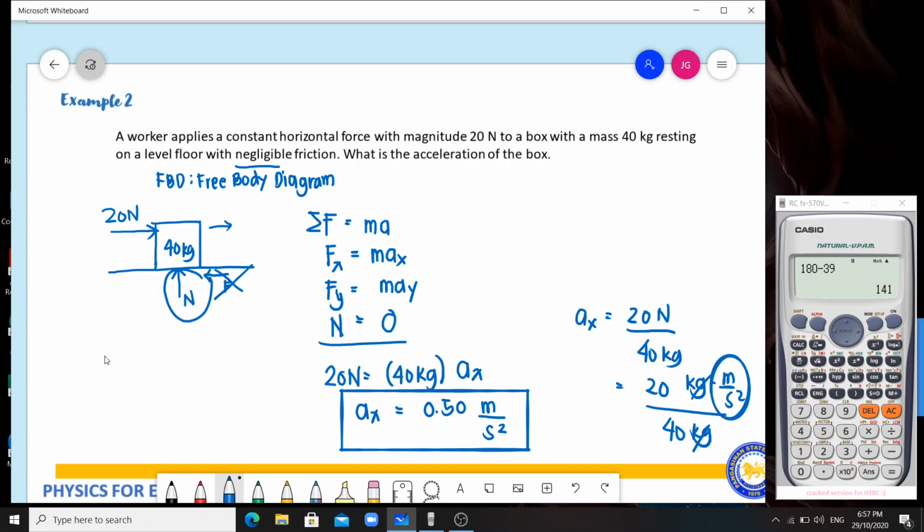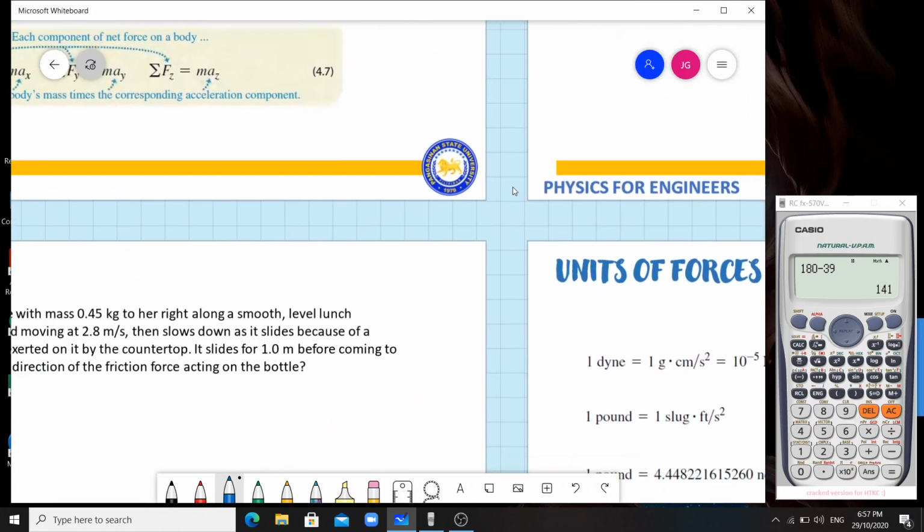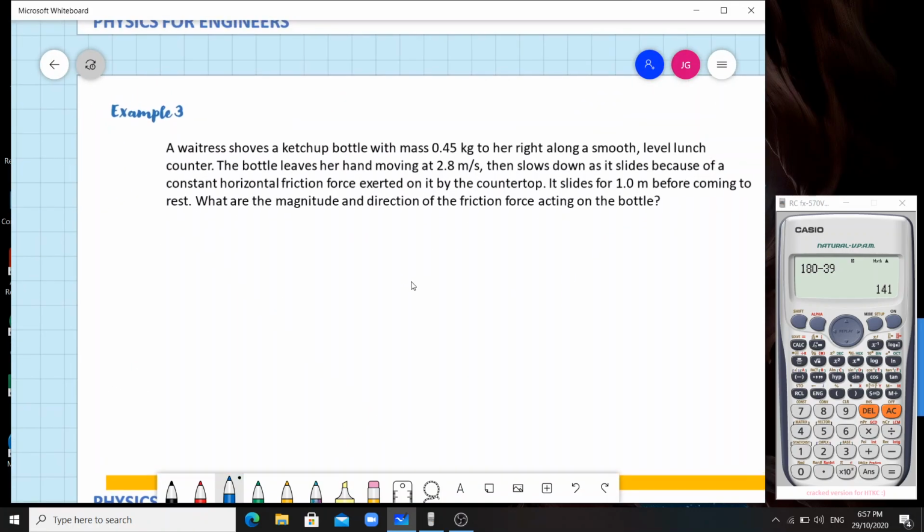Okay? So, next, example number 3, a waitress shoves a ketchup bottle with mass 0.45 kg to her right along a smooth level lunch counter. The bottle leaves her hand moving at 2.8 meter per second then slows down as it slides because of constant horizontal friction force exerted on it by the countertop. It slides for 1 meter before coming to rest. What are the magnitude and direction of the frictional force acting on the bottle?